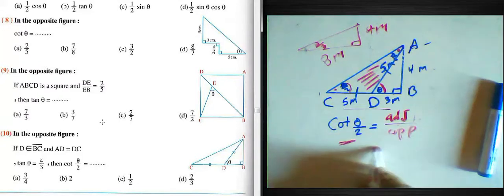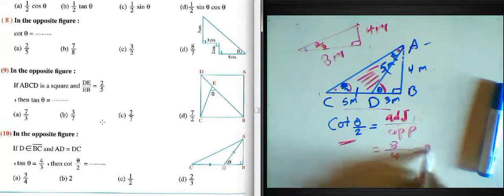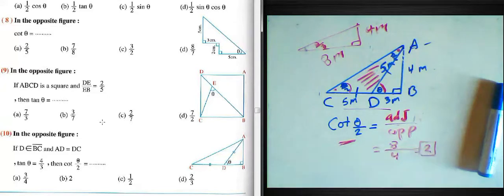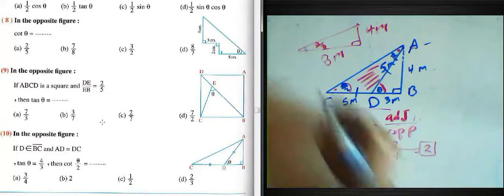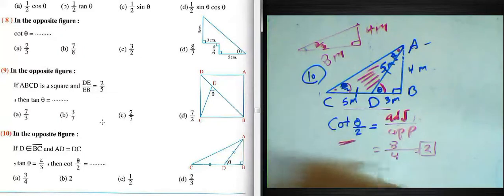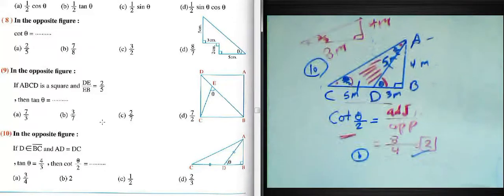So the result will be adjacent 8 over 4, it will be 2. The result will be 2. Okay, you will choose letter B for question number 10. Question number 10, we will choose letter B. We will solve question 11.